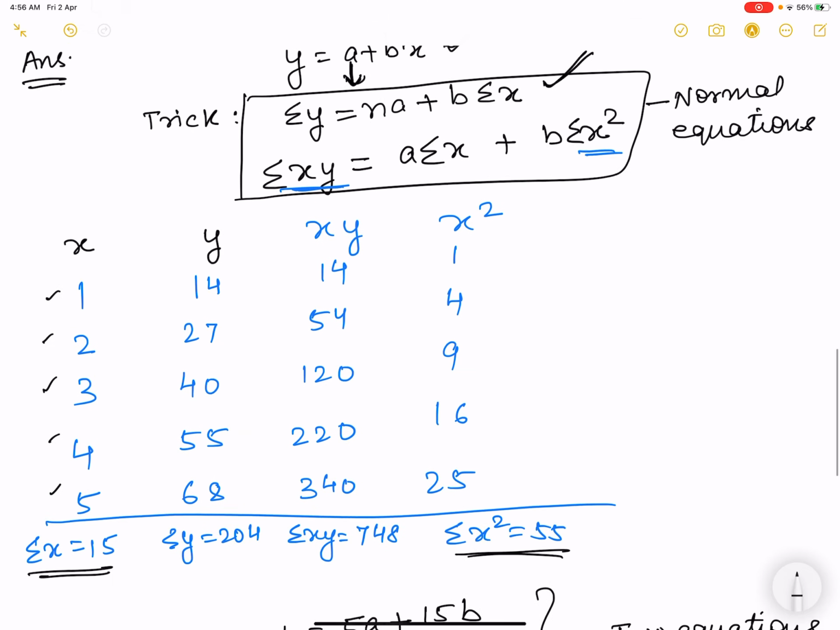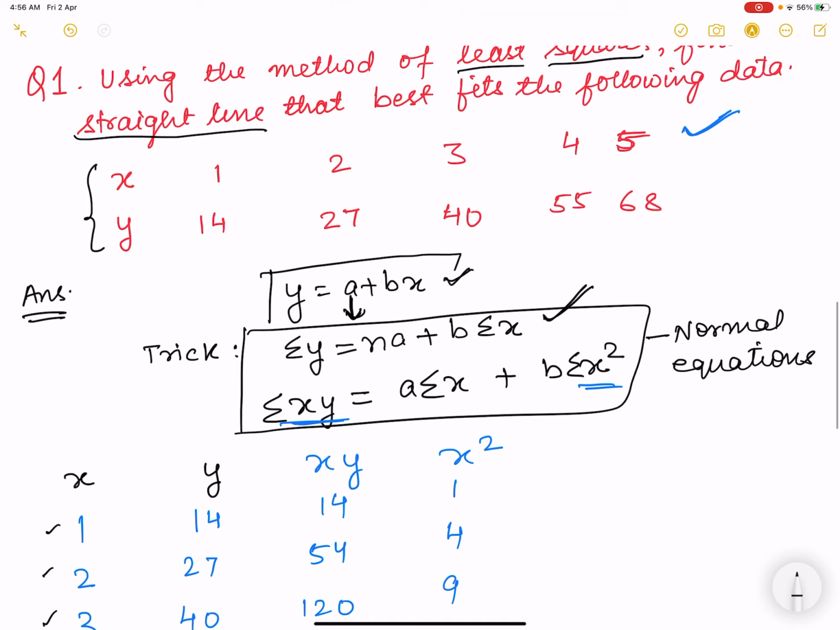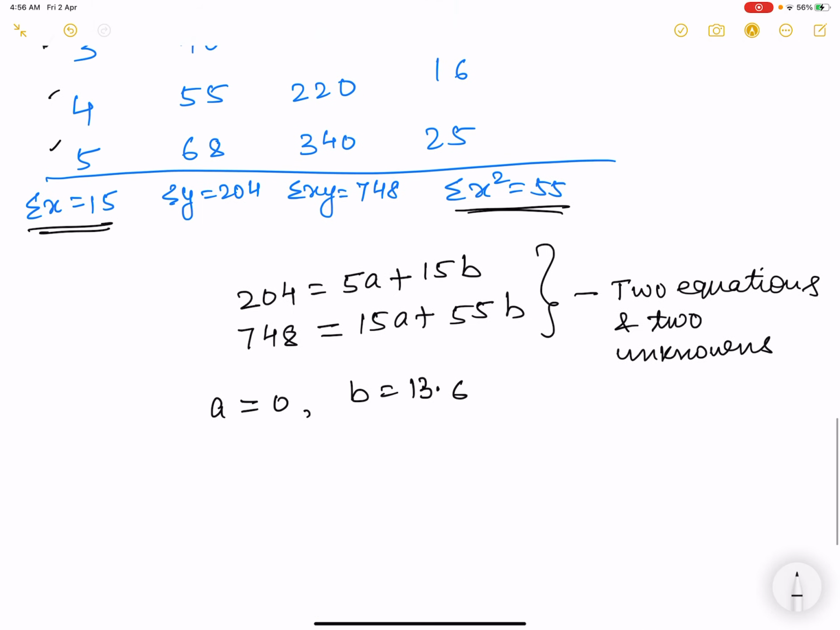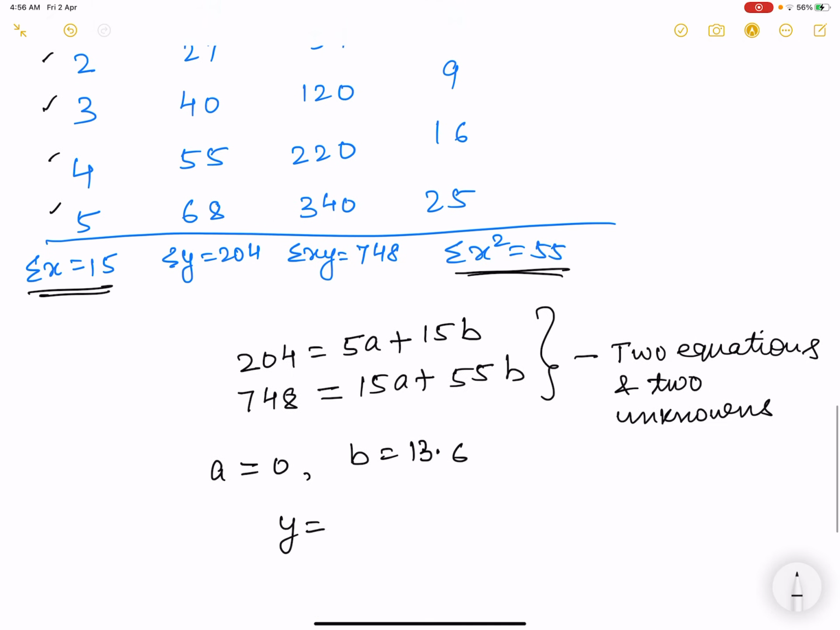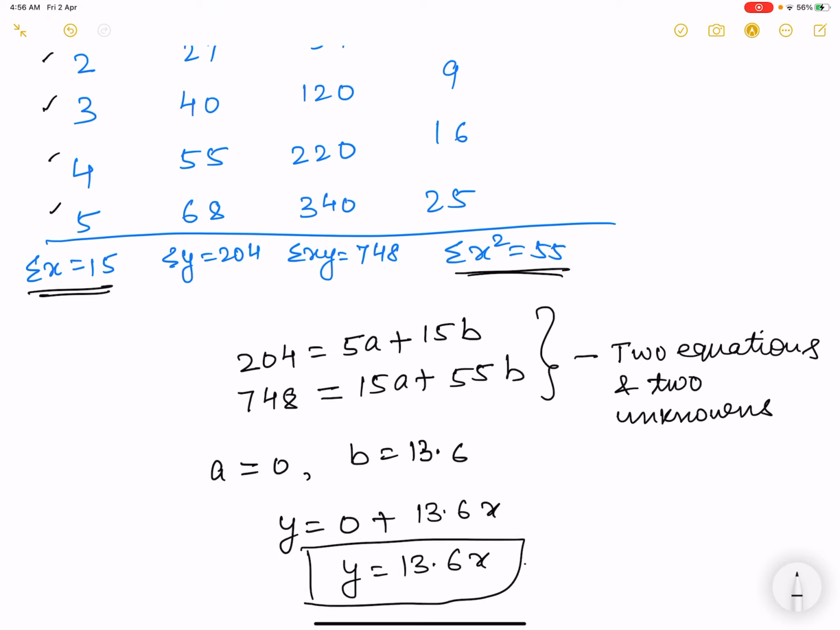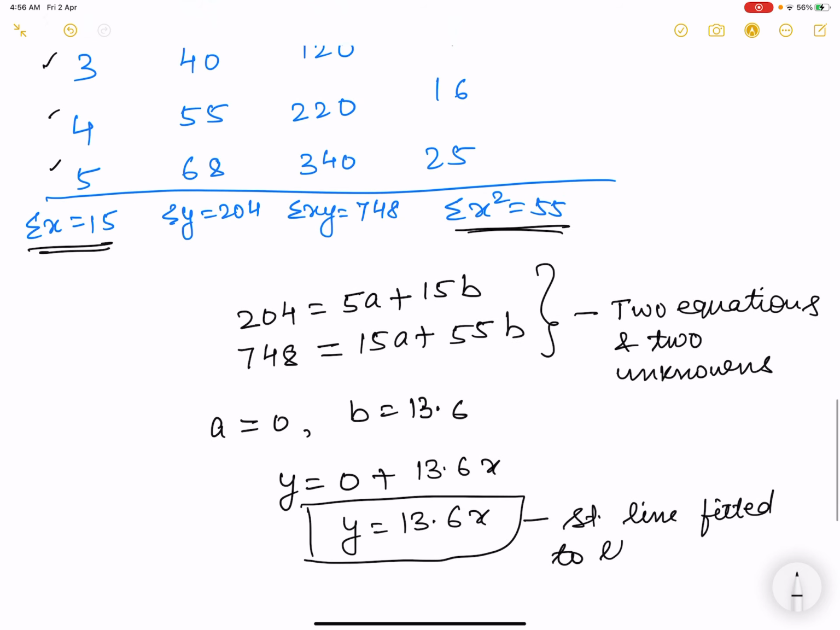Okay. Now we'll put these values in the equation which we are trying to fit to the data, and the equation which we are trying to fit is the equation of a straight line. So Y is equal to A is 0 plus Bx, that is 13.6x. So our final answer is Y is equal to 13.6x. So this is the line, this is the curve which we fitted. So I'm going to write straight line fitted to the given data.